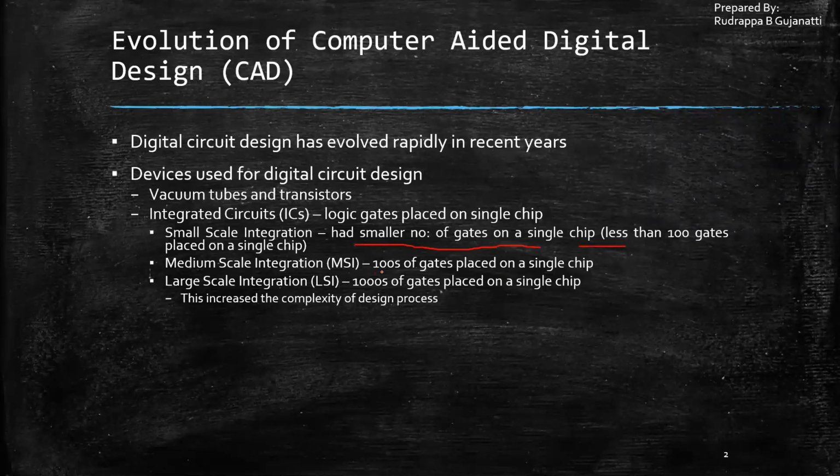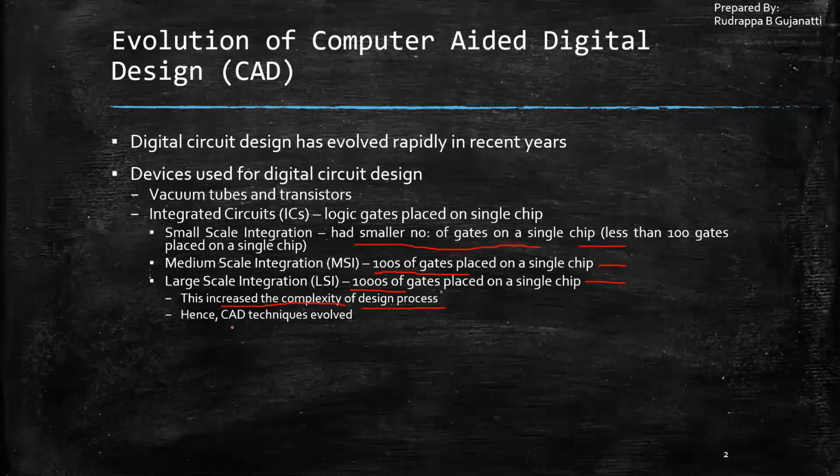If you observe here, it was less than 100 gates, so the design was simple. Then it went up to hundreds of gates, so comparatively the design was still simple. But when it came to large scale integration, thousands of gates could be placed on a single chip, which gave rise to increased complexity related to the design process.